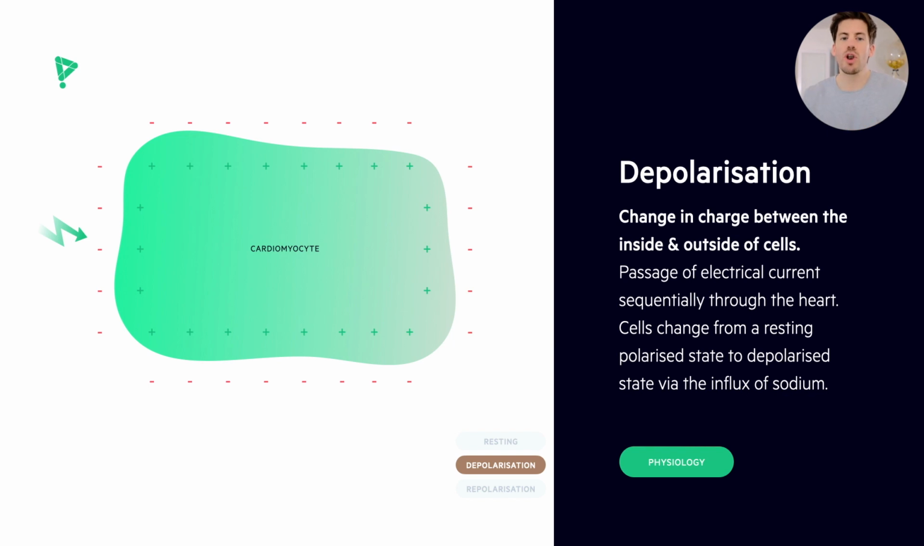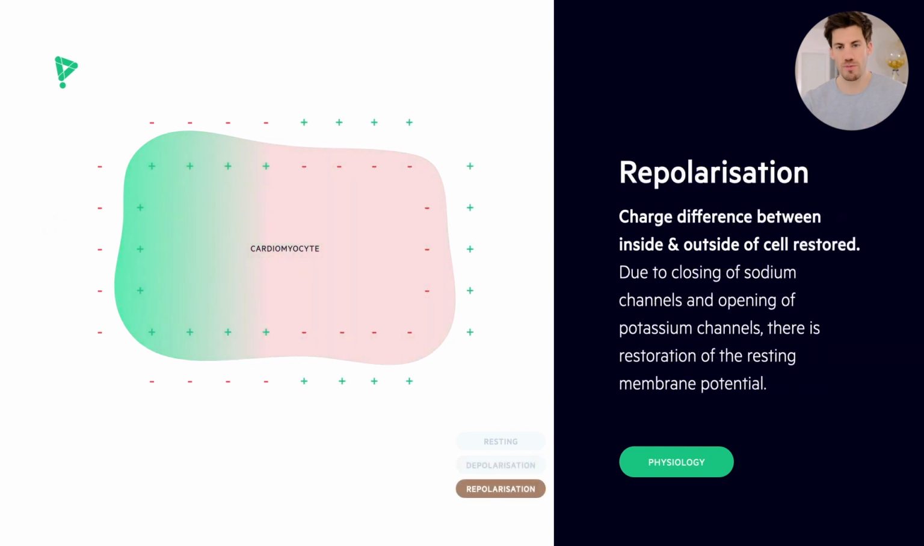Once we've undergone our depolarization with this change in charge, we then need to reset the cells in preparation for the next wave of depolarization, and this forms repolarization. So again, repolarization, like depolarization, is essentially the charge difference between the inside and the outside of cells. And in repolarization, we restore it to its resting polarized state. So due to closing of sodium channels and opening of potassium channels, there is restoration of the resting membrane potential.